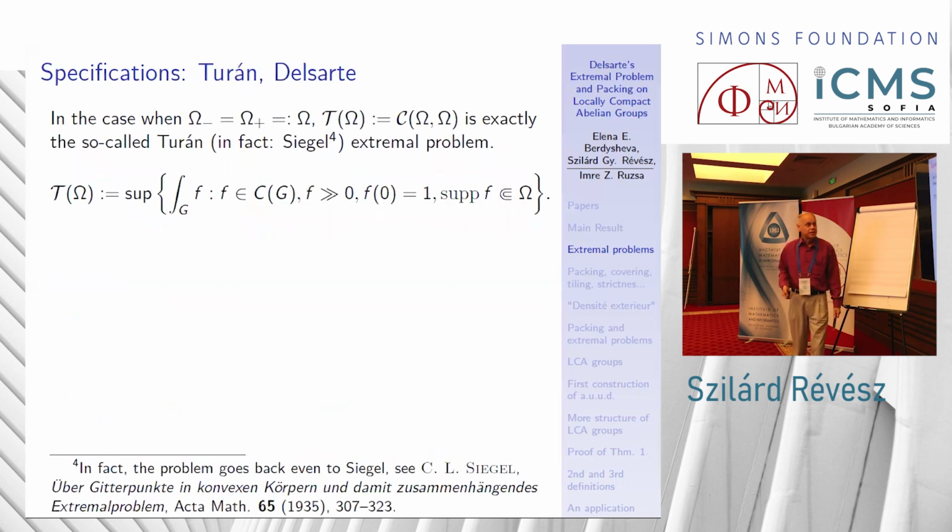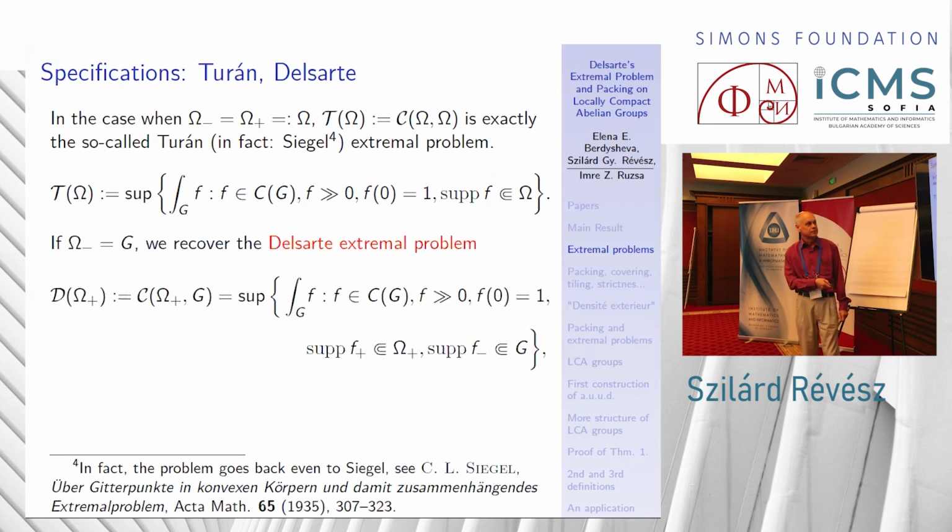Now, specifications, what are the Turán and the Delsarte extremal constants. The Turán extremal constant is restricting to omega plus and omega minus being the same set. So you assume that the function, both the positive and negative side, lives on omega. This is called the Turán extremal problem in the literature, but actually goes back to Siegel. And if we put omega minus equals G, the full set, then there is no restriction on the negative part. So the only restriction is that the function can be positive only in omega plus, and otherwise it can be negative anywhere. Then it's the Delsarte extremal problem.